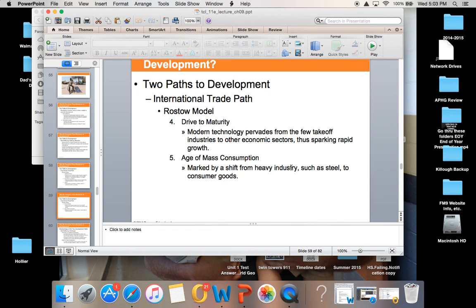And then stage 5 is where you have the mass consumption, marked by a shift from heavy industry, such as the steel and the auto factories and things like that, to more of consumer goods, meaning that you have a vast majority of your population that has the ability to consume more than just work in a heavy factory machine environment. Okay, you've got a lot more motor vehicles, you have refrigerators, the luxuries of life start coming through in the age of mass consumption.